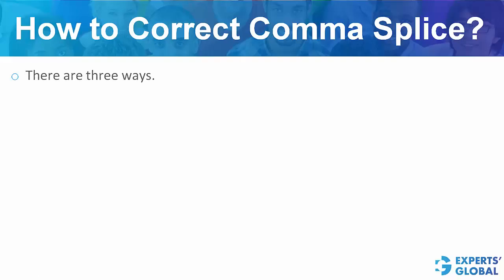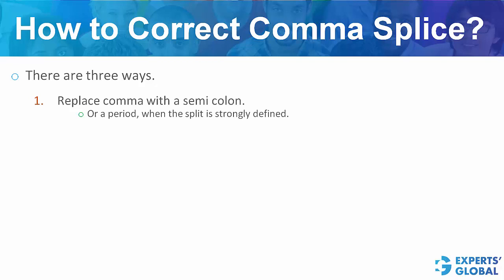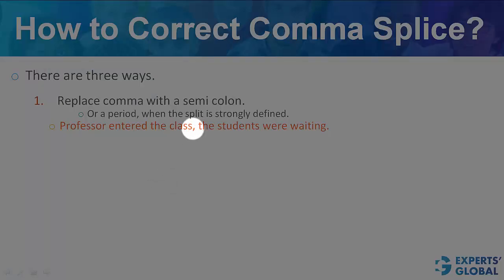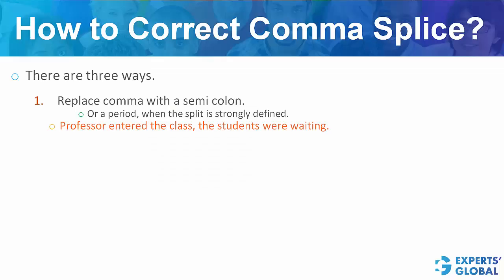There are three main ways. First, a very effective way is to replace the comma with a semicolon or a period when the split in the meaning is very strongly defined. For example, "Professor entered the class, the students were waiting." We can simply replace the comma with a semicolon and the sentence would be alright. "Professor entered the class; the students were waiting." Semicolon is strong enough to join two independent clauses.